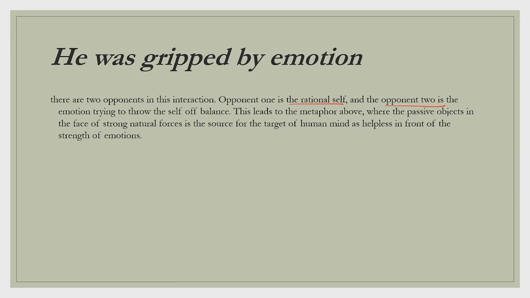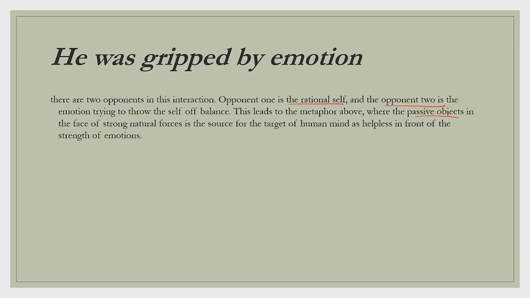Now, because the passive object in the case of a strong mental force is helpless, the agonist could not fight back, as a result of which the emotion has gripped the person. The emotion, the antagonist in this case, has exerted its force, and that is the force dynamic understanding of it. So, emotion has the upper hand in this case, and the self is under its control.